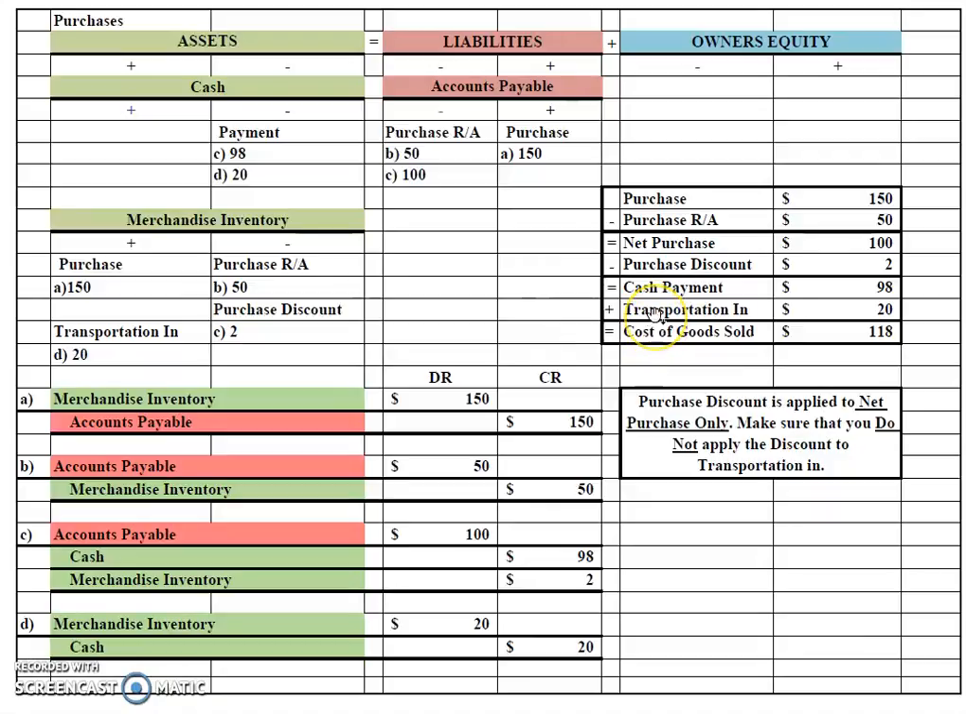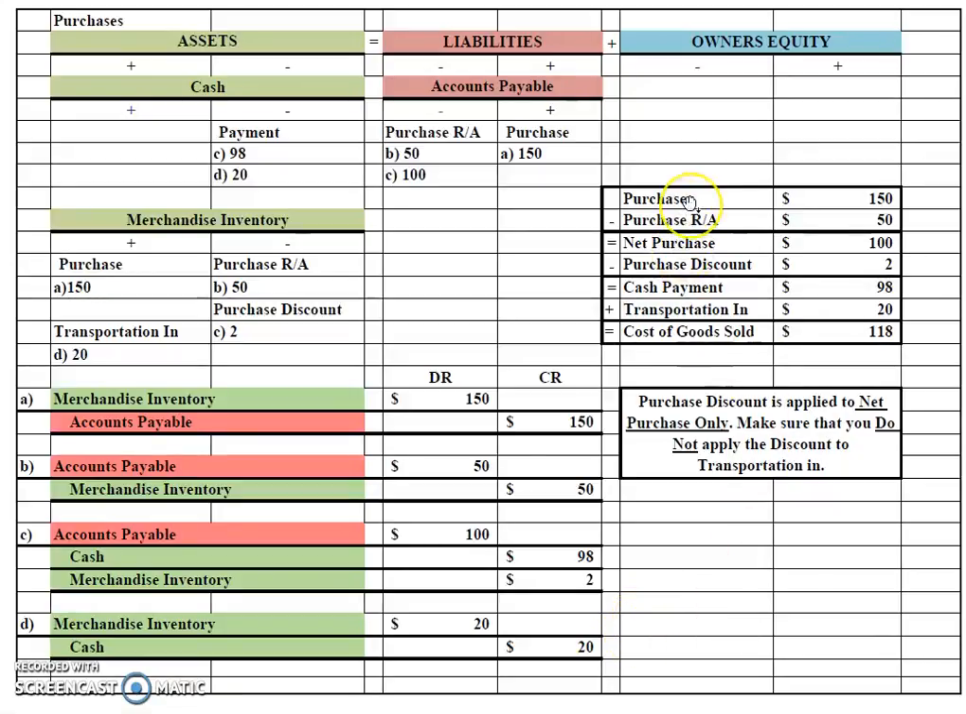Here we've got the transportation in for $20. You'll see in our journal entry that the cost will go into merchandise inventory to come up to cost of goods sold, the total cost of our merchandise inventory. But a payment out to cash, because it's probably a secondary transportation, UPS, those type of things, postal service.